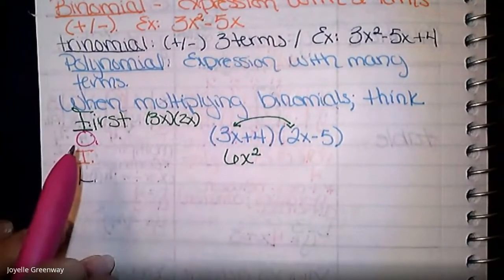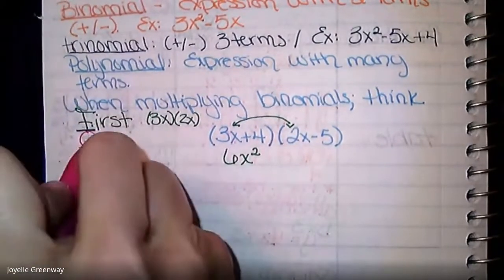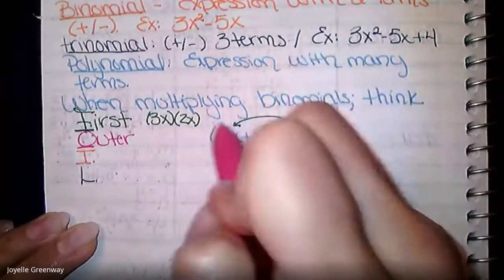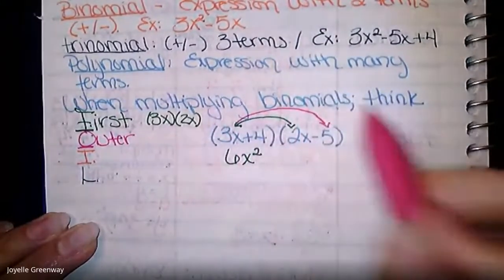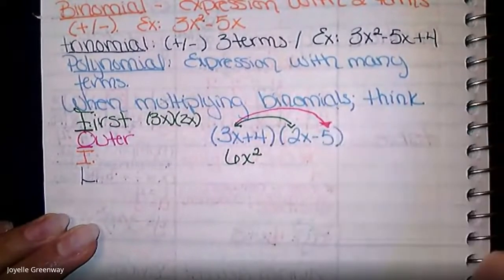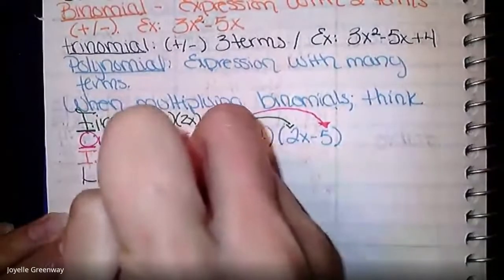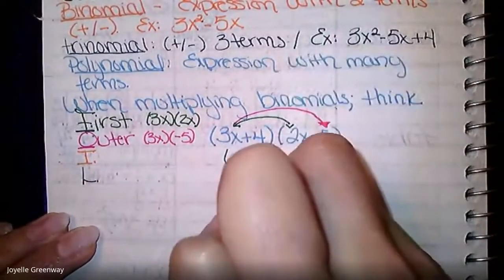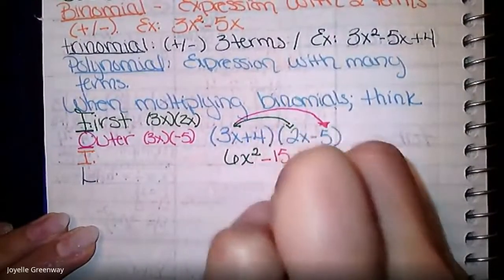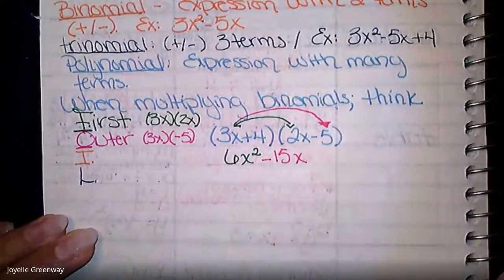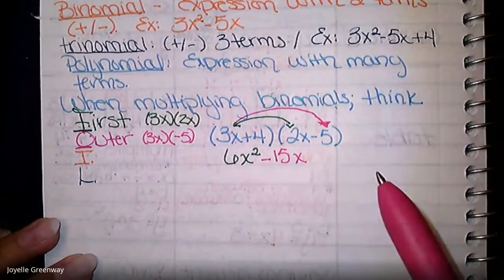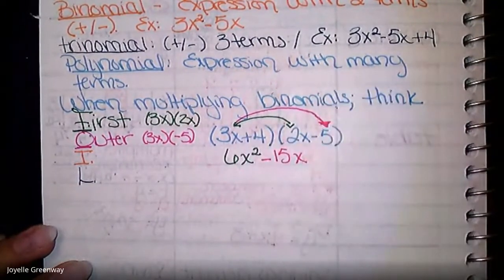The O in FOIL stands for outer. So now we take the 2 outer terms and we multiply those by each other. So I'm going to do 3x times negative 5. So 3x times negative 5 is negative 15x. Okay, so since it's negative 15x, we want to write minus 15x. So that's the outer term.